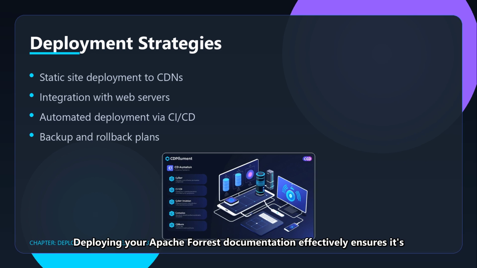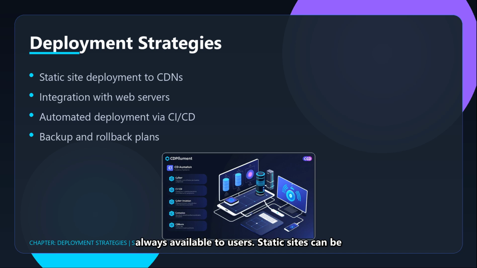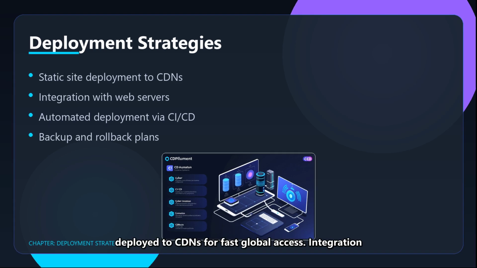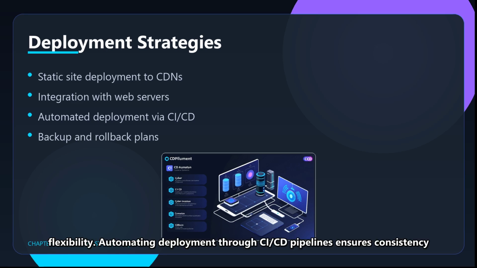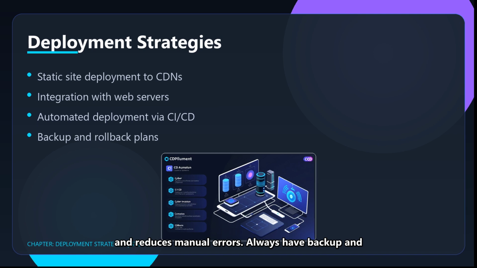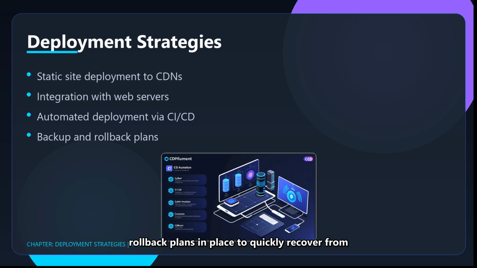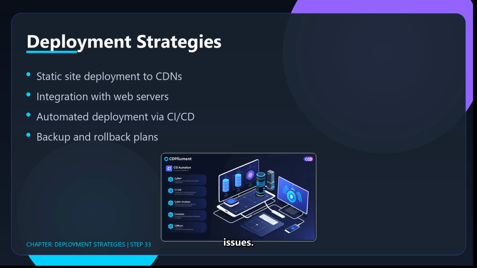Deploying your Apache Forrest documentation effectively ensures it's always available to users. Static sites can be deployed to CDNs for fast global access. Integration with web servers like Apache or Nginx provides flexibility. Automating deployment through CI/CD pipelines ensures consistency and reduces manual errors. Always have backup and rollback plans in place to quickly recover from issues.